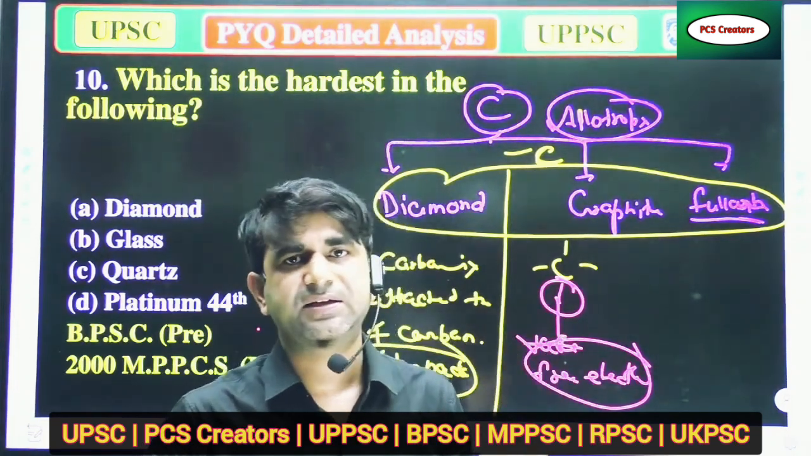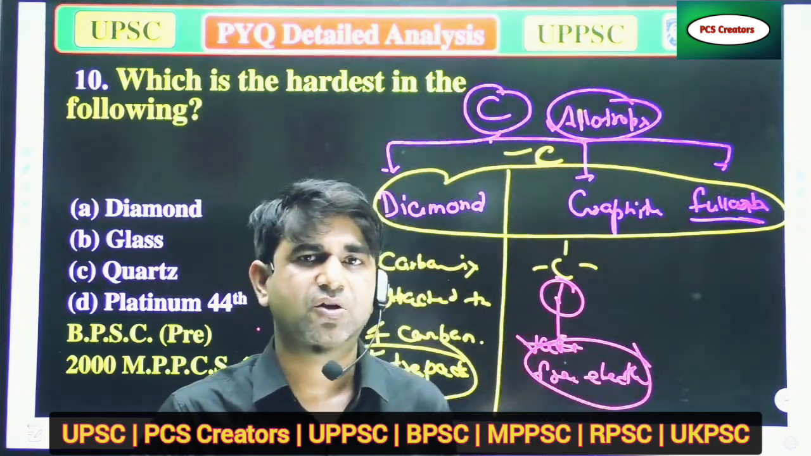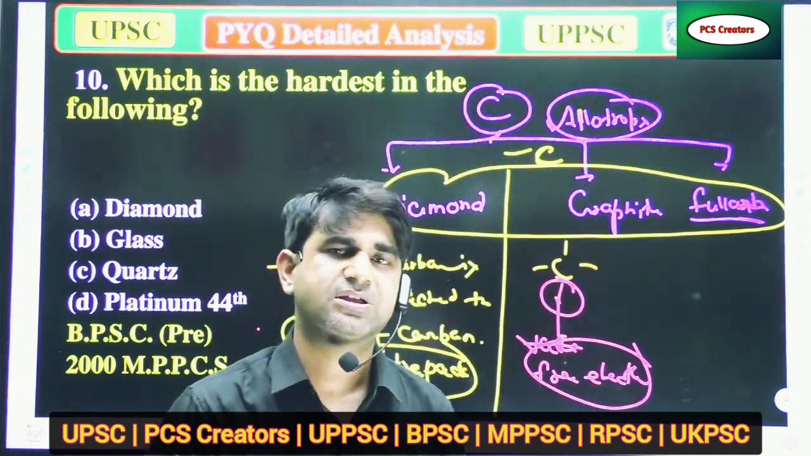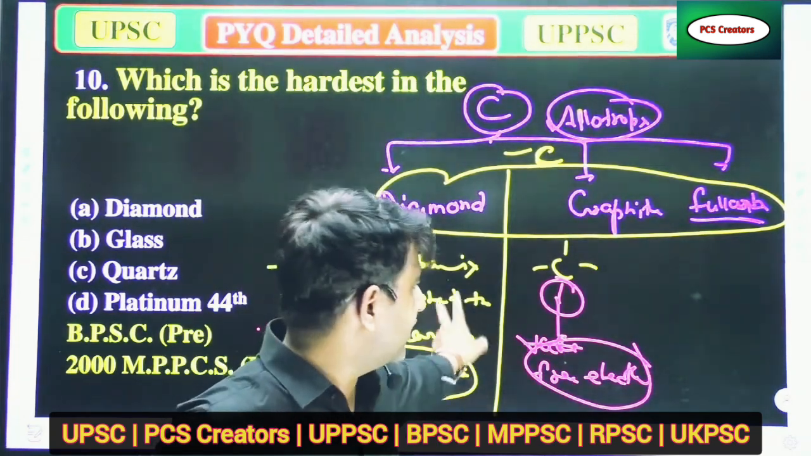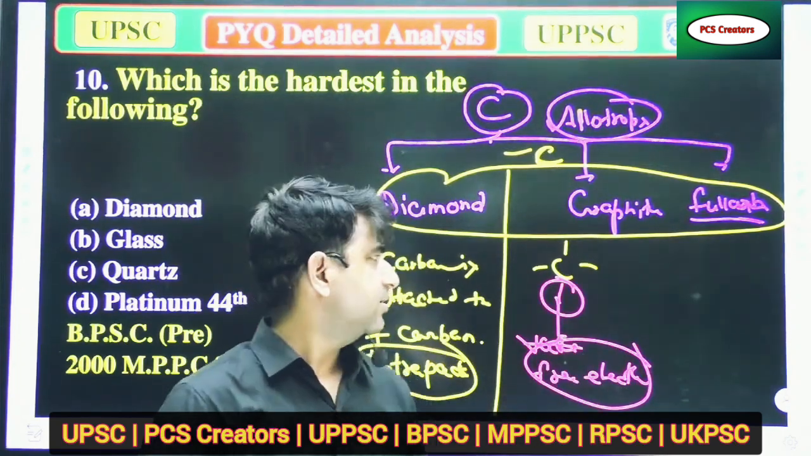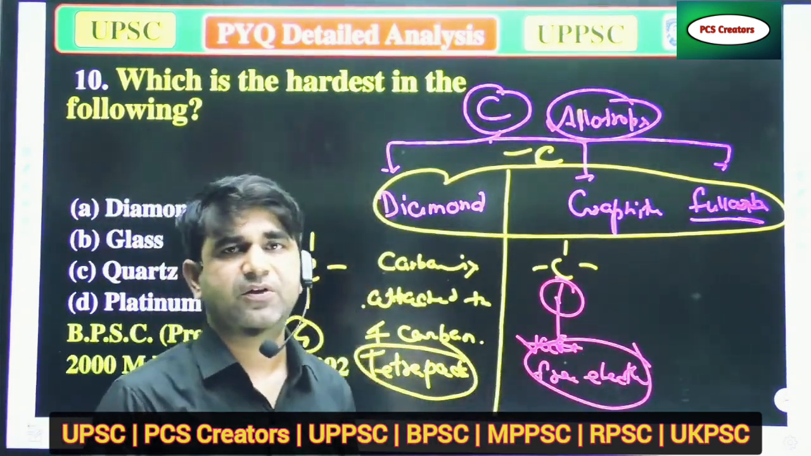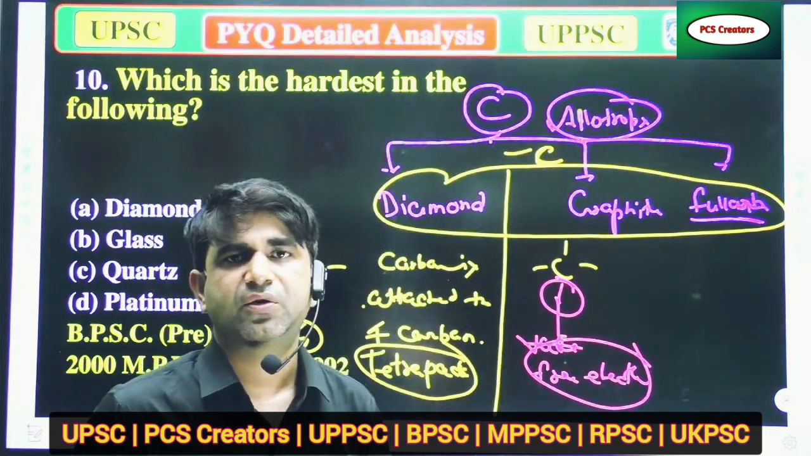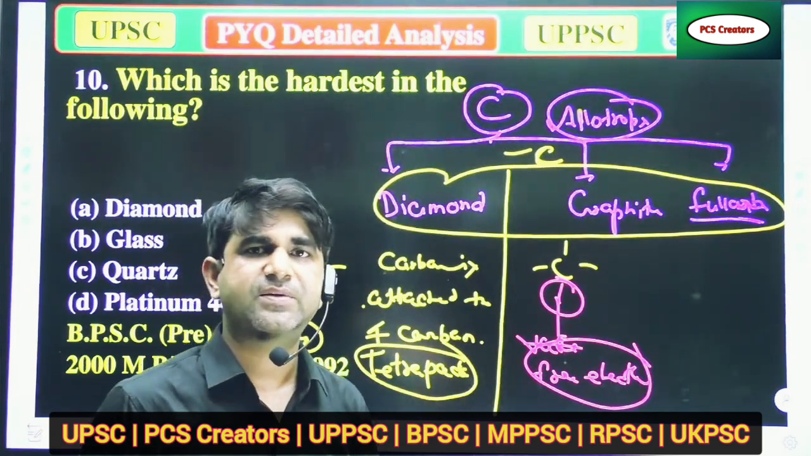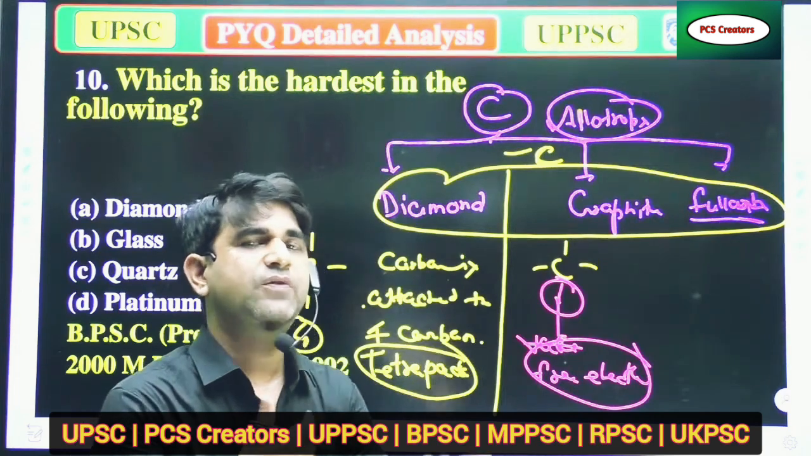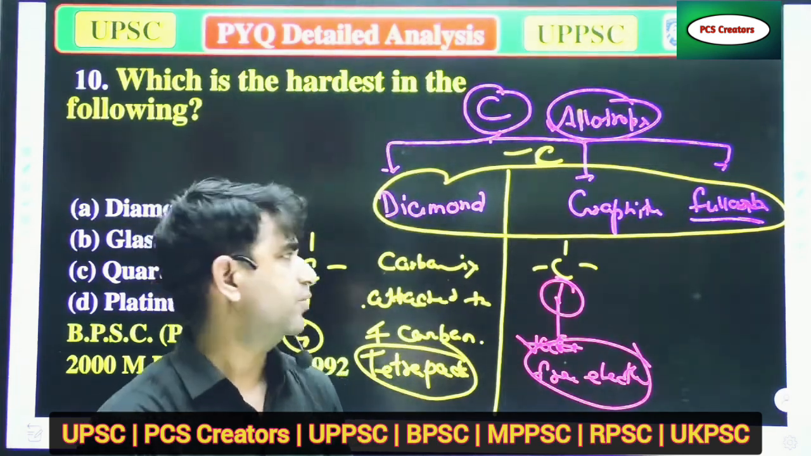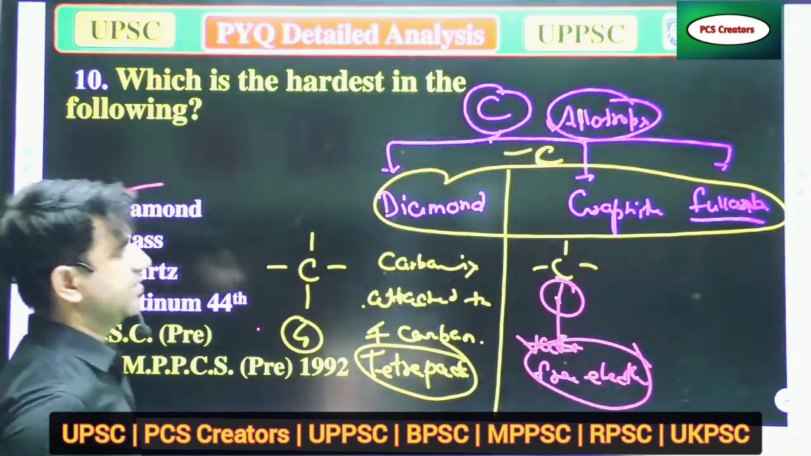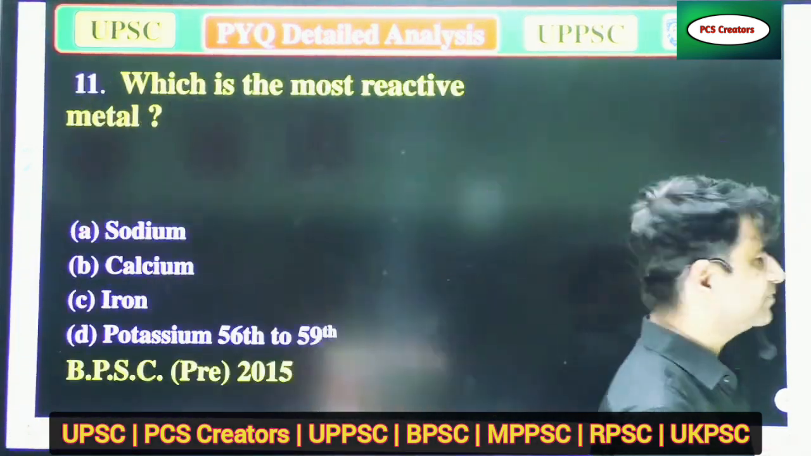Second thing, diamond is not a conductor of electricity, a bad conductor, because it has no free electron. Whereas graphite is a conductor of electricity, because it has free electrons, and when electrons move they provide a medium for the flow of electron, and that produces electricity. So these are the common things. The hardest substance is diamond. Now we'll move to the next question.